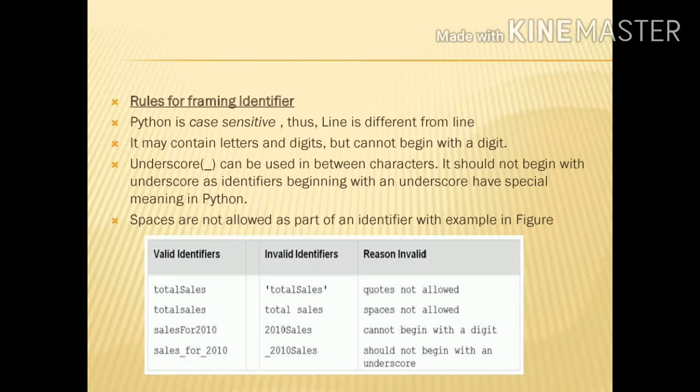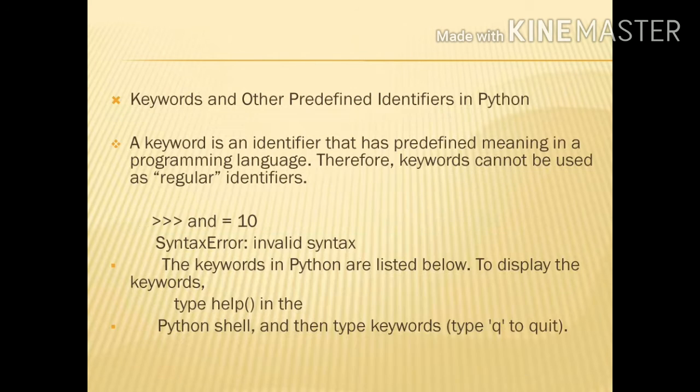Python is case sensitive. Thus, capital LINE is different from small line. It may contain letters and digits but cannot begin with a digit. Underscores can be used in between characters. It should not begin with an underscore, as identifiers beginning with an underscore have special meaning in Python. Spaces are not allowed as part of an identifier. Here are some examples.